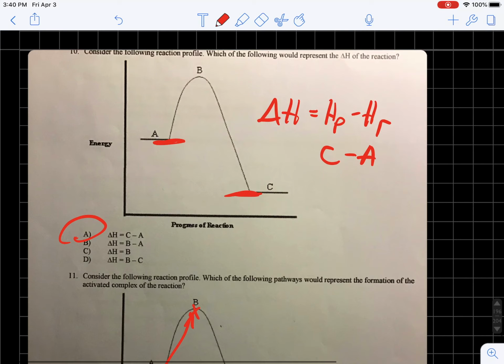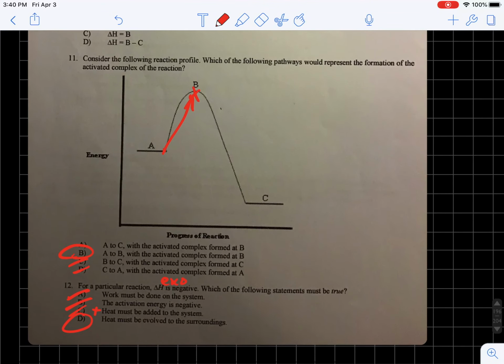Number 10, another reaction coordinate, but this time they want delta H. So delta H is the heat energy level of the products versus the reactants, and you do final minus initial. So it's products minus reactants, which makes it C minus A.